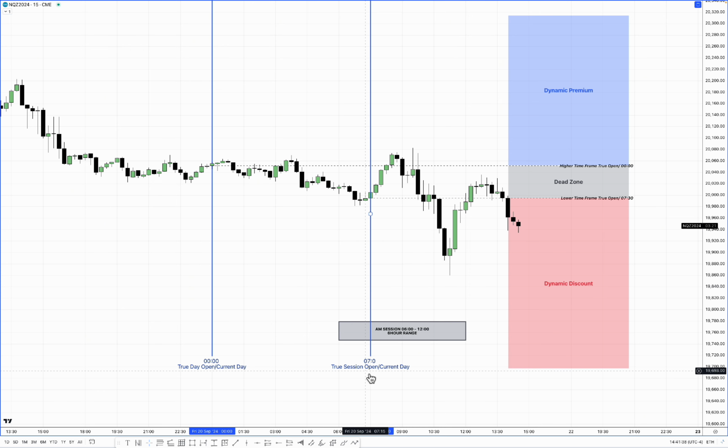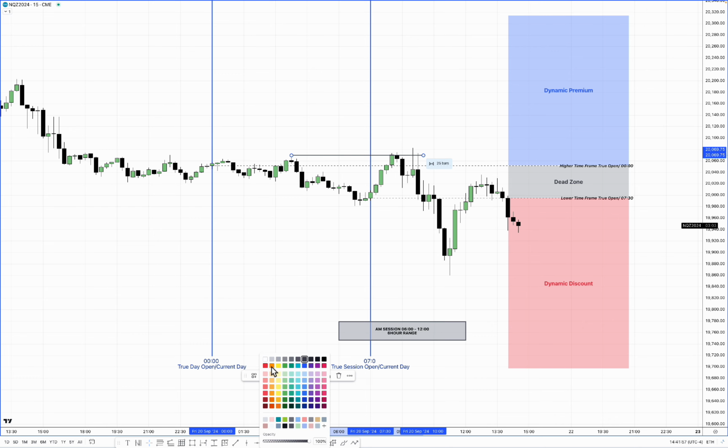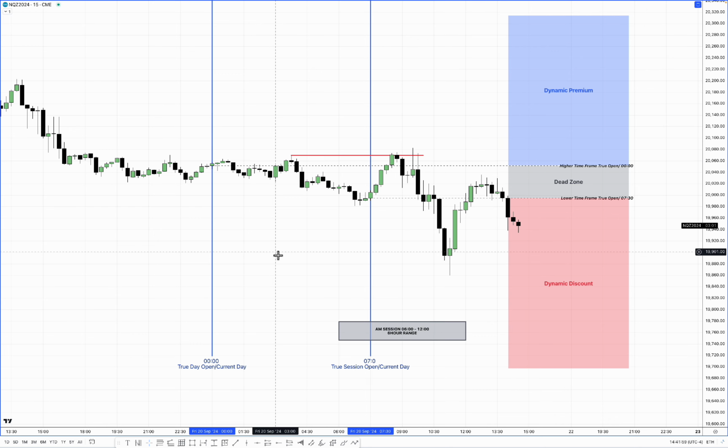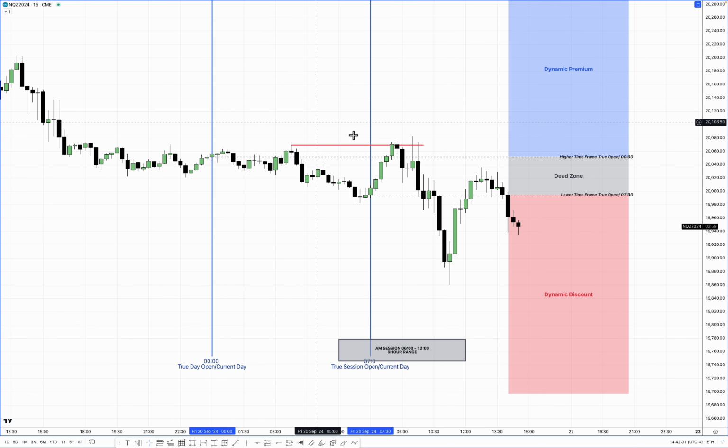As the true session open begins and the true day open had begun, price immediately drew above, was within the dead zone the whole entire session, drew above, went into a premium, right, and then swept what? London's liquidity, right? It swept London's liquidity, and then immediately distributed lower, targeting the discount area, right?